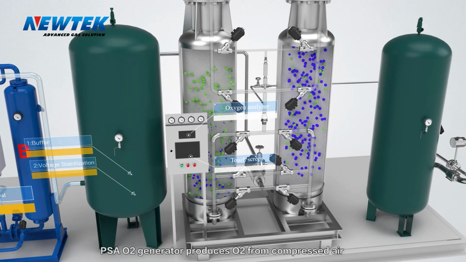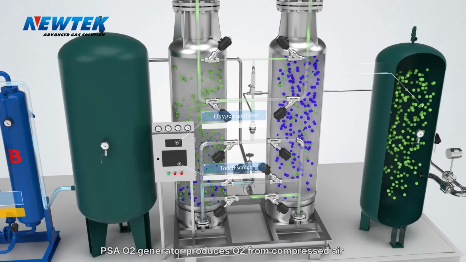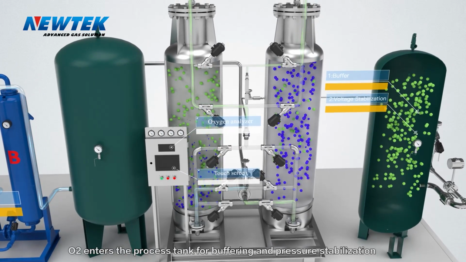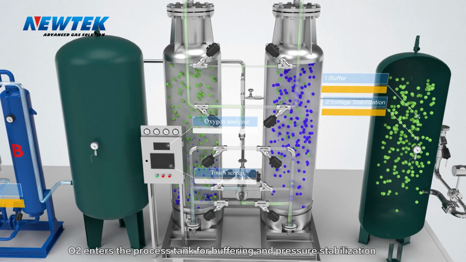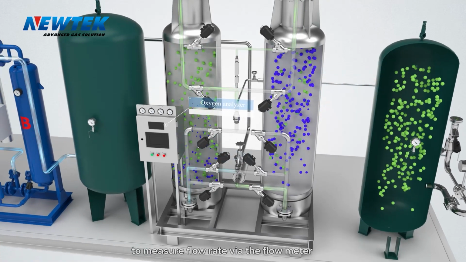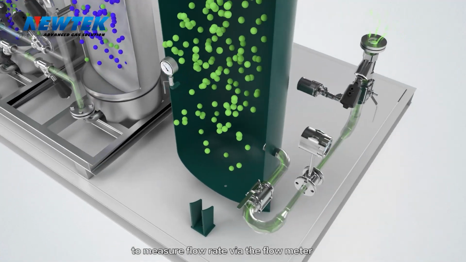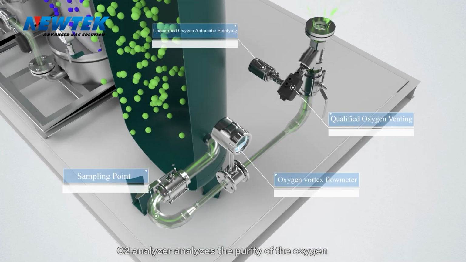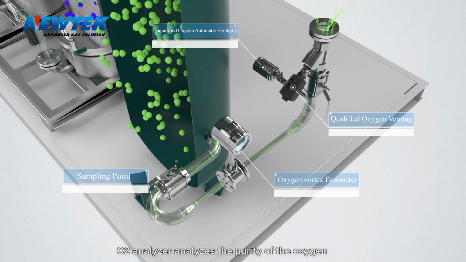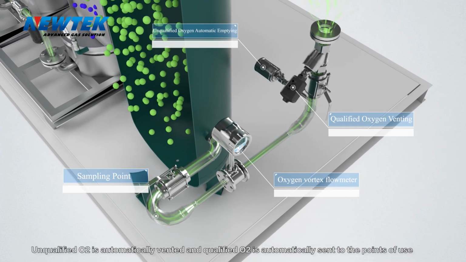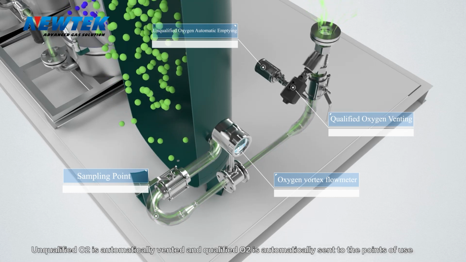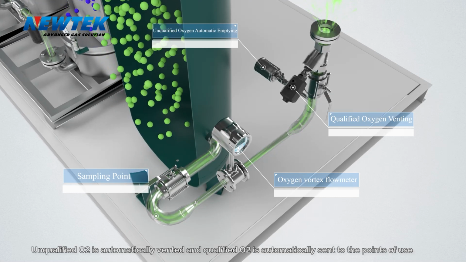The PSA O2 generator produces O2 from compressed air. O2 enters the process tank for buffering and pressure stabilization, and the flow rate is measured via the flow meter. The O2 analyzer analyzes the purity of the oxygen. Unqualified O2 is automatically vented and qualified O2 is automatically sent to the points of use.